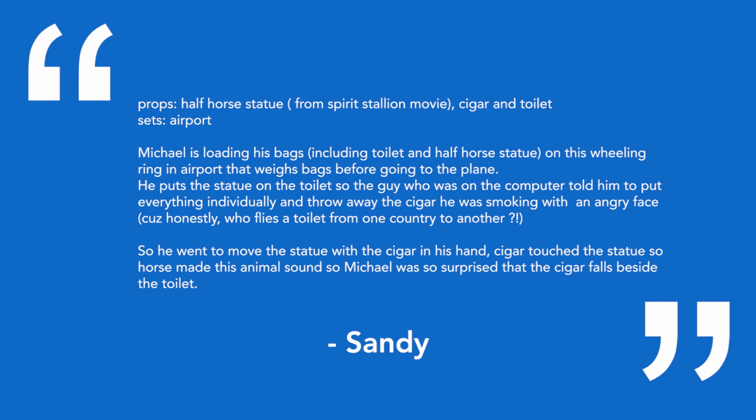And she's in the airport for this one, airport for A in Ma. Michael, who must be somebody she knows, is loading his bags, including the toilet and half-horse statue, on the weighing ring in the airport that weighs bags before going on the plane. He puts the statue on the toilet, so the guy who was on the computer told him to put everything individually and throw away the cigar he was smoking with an angry face.